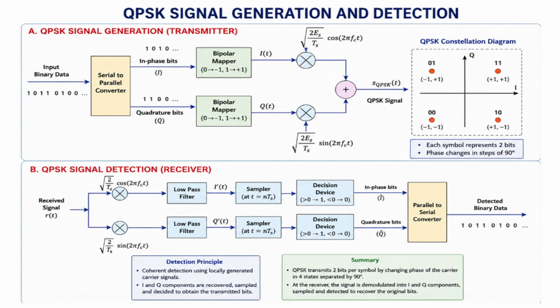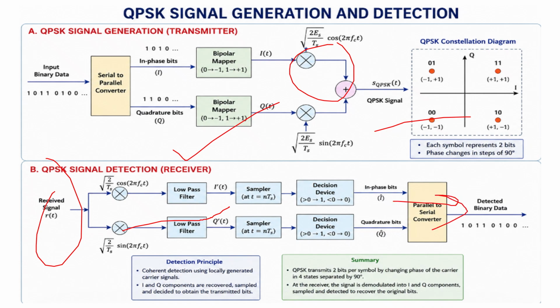So here is the QPSK generation: your binary to the multiplier and the output, and here is the received signal, and then the filter, sample, decision rule, and then finally your digital output.